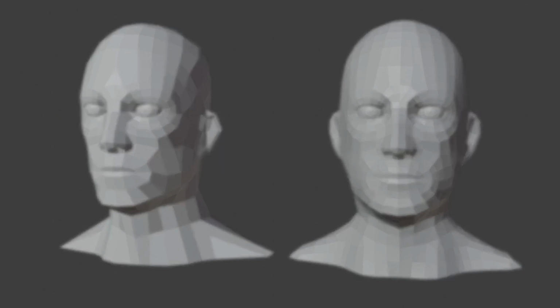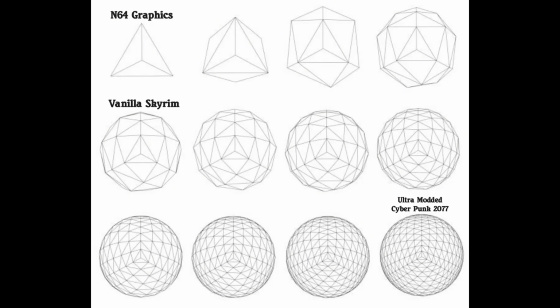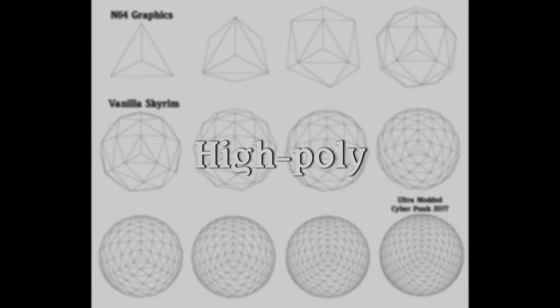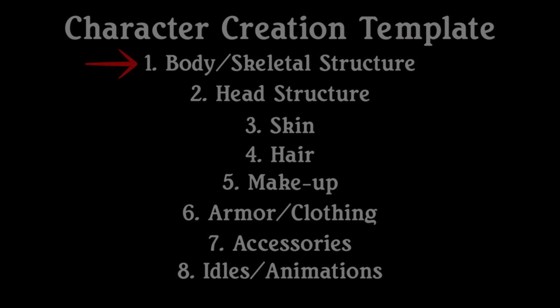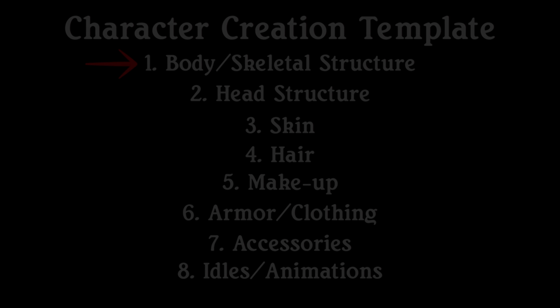So we're going to fix that by adding mods that add more line segments to the polygonal chain. The more line segments, the smoother the shape. Smooth shapes are known as high poly. We're going to start with finding a high poly body/skeleton. This is the first step.